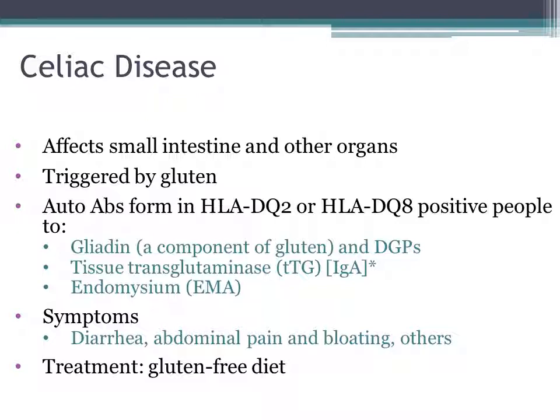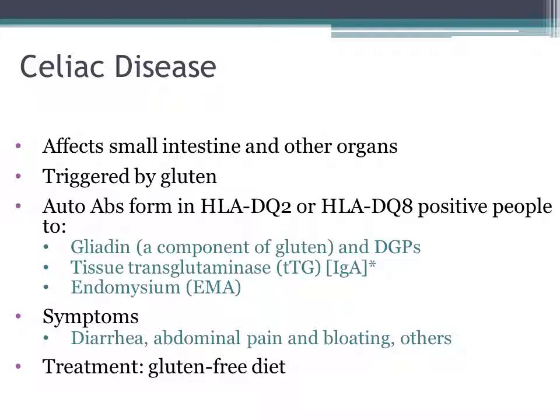Celiac disease affects the small intestine and some other organs. It is triggered by gluten, which is the form of protein found in wheat and some other grains. Interestingly enough, people who have certain HLA genotypes tend to be more prone to have celiac disease. It's not diagnostic, but it turns out that certain HLA-DQ alleles seem to be present in the vast majority of people that have celiac. So there are several different antibodies that can be tested for.